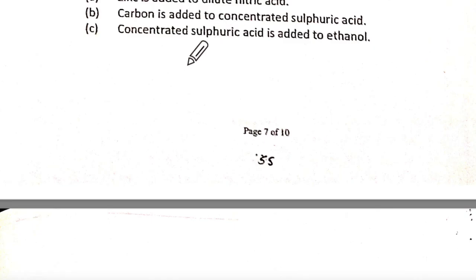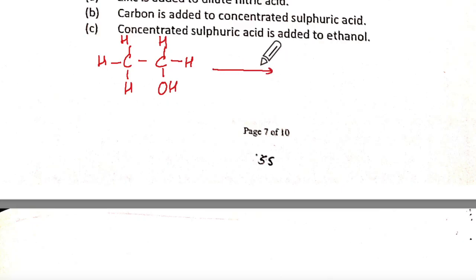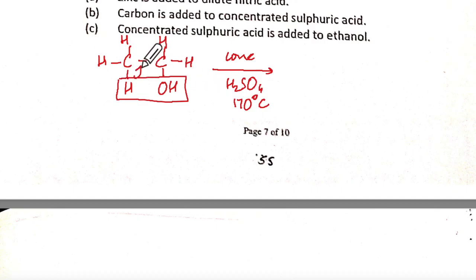Conc sulfuric acid is added to ethanol. Those who do not like organic chemistry and are getting confused, do not get worried, it will be like this. We have conc H2SO4 and 170 degrees C. It is a dehydrating agent, so these electrons will go back, giving us C2H4 plus H2O. Correct.